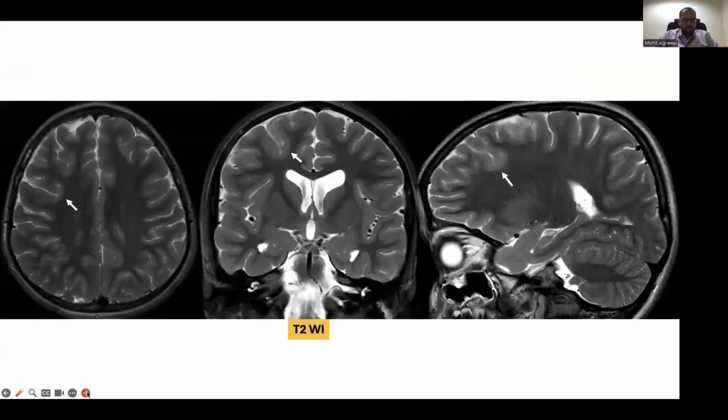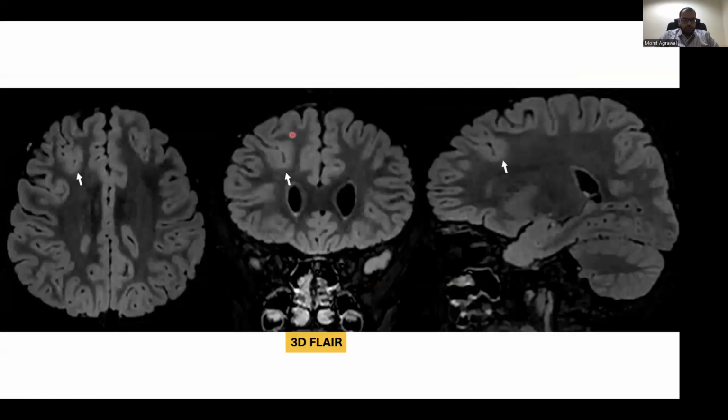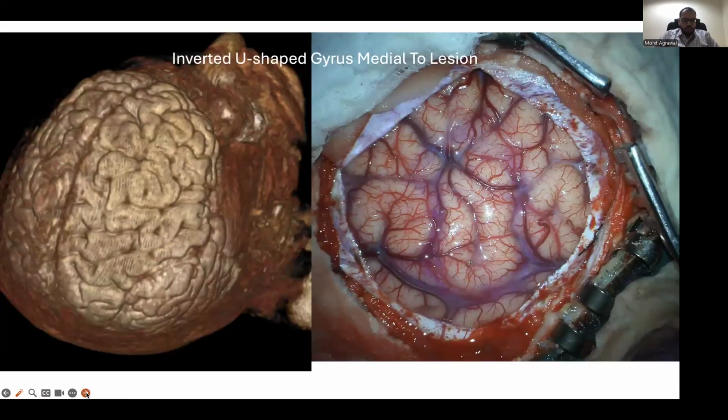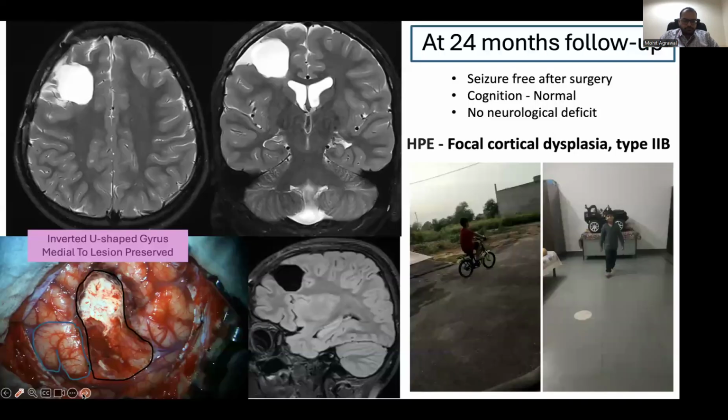So again, a second case wherein the lesion is localizing to the right frontal hemisphere, showing a thickened gyri, which is again hyperintense on FLAIR imaging, and a transmantle sign can also be made out. Using the same technique, the lesion localizes to this inverted U-shaped gyrus, and we see an inverted U-shaped gyrus which is normal and adjacent to the lesion. So this entire focal cortical dysplasia was resected, and this normal U-shaped gyrus, which was our marker in the preoperative MRI, is preserved. Again, the child is seizure-free for the past 2 years.